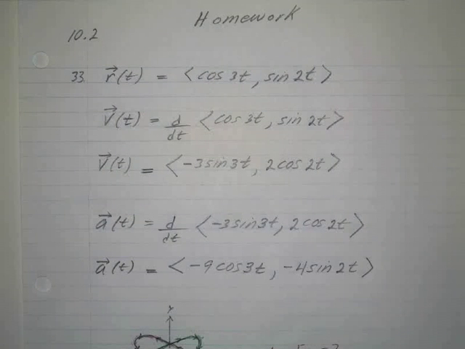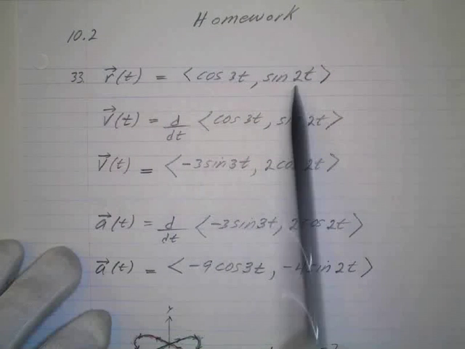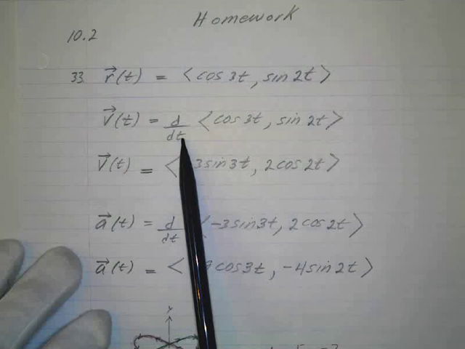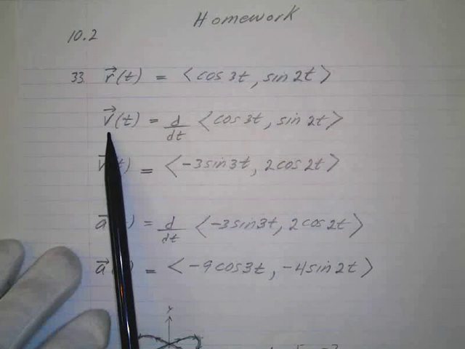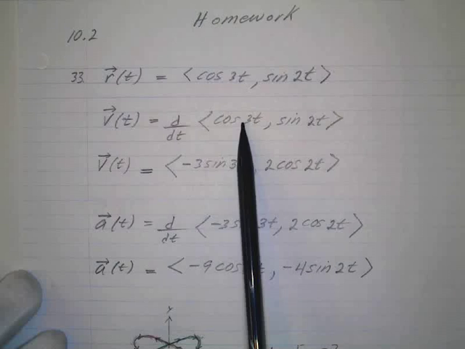It says a particle moves in the plane with position vector cosine 3t, sine 2t. Find the velocity and acceleration vectors and determine the path of the particle. So again, this was my position vector. So we just take the derivative, and this is just another way of notating it. I'm just going to take the derivative of this vector to get the velocity vector.